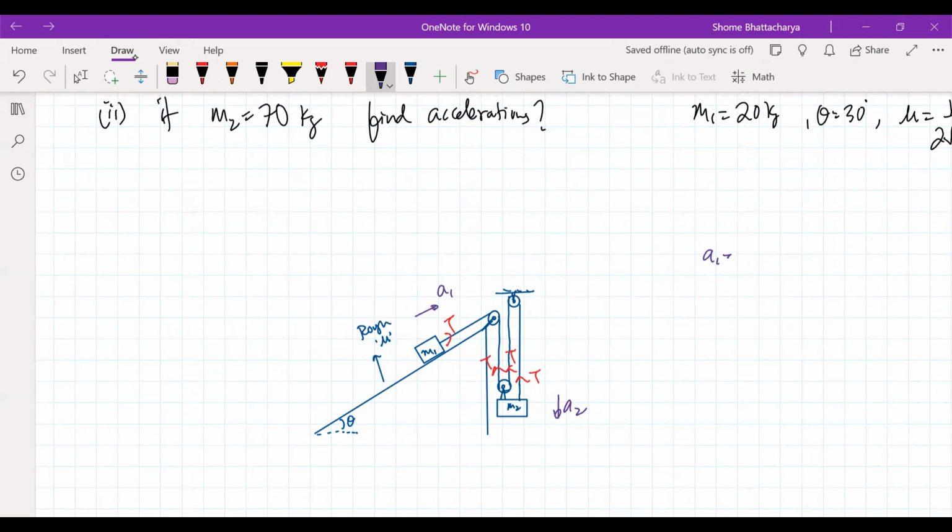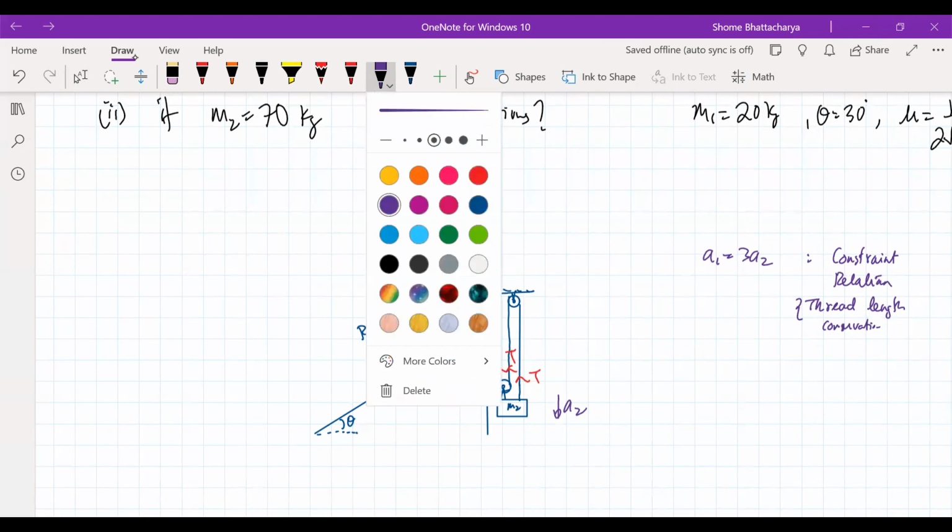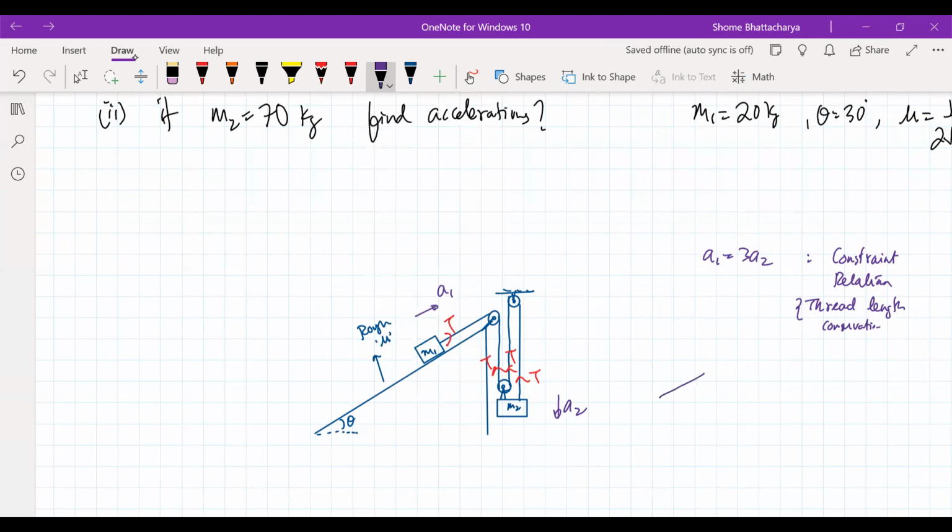So A1 is equal to 3A2. This is the constraint relation. It's coming from thread length conservation. Then you have the individual free body diagrams.